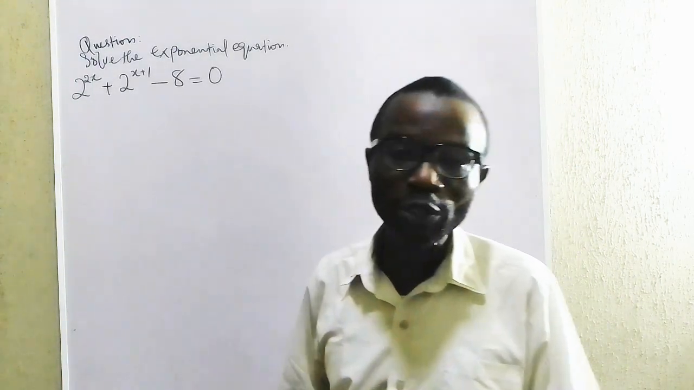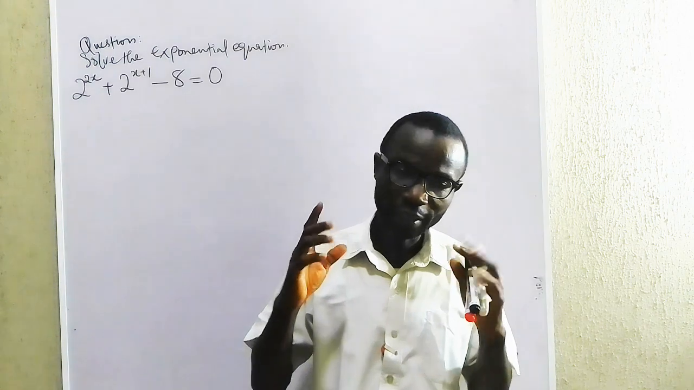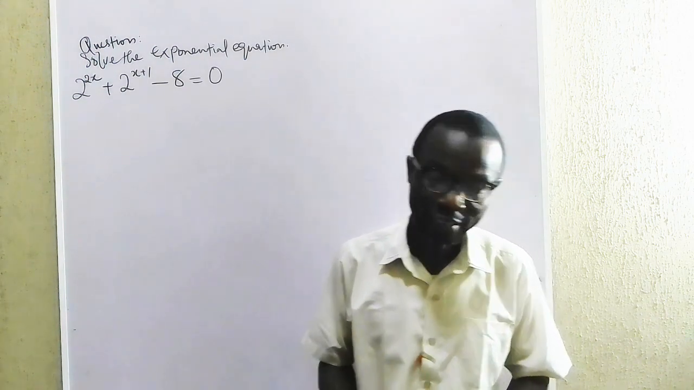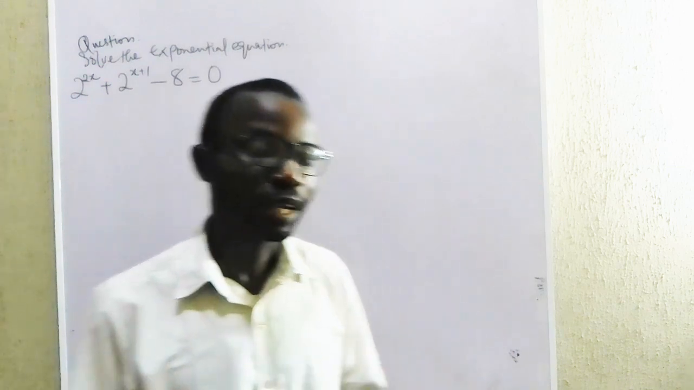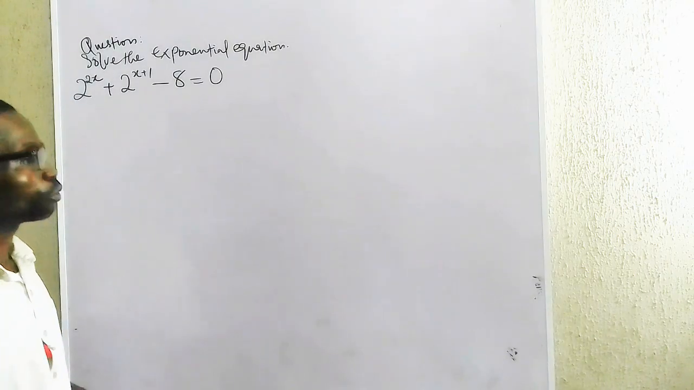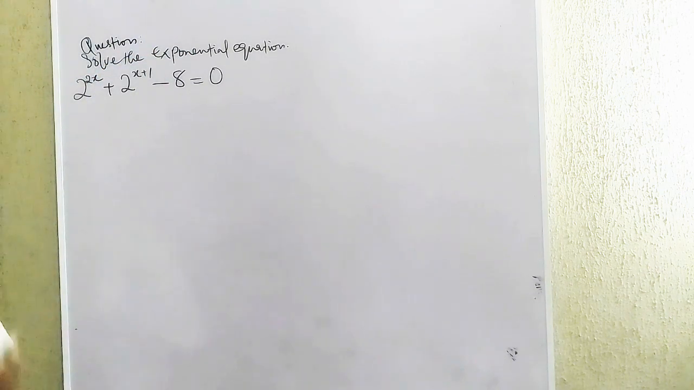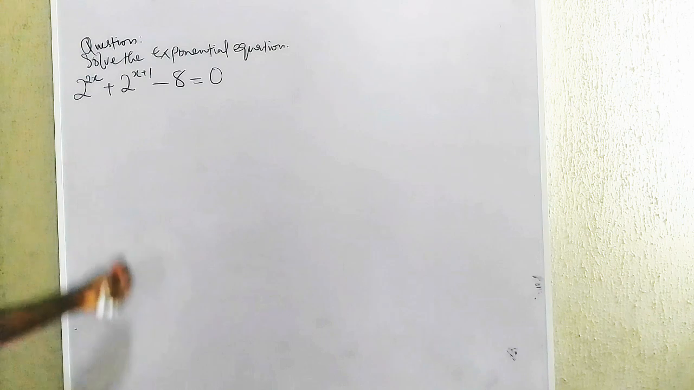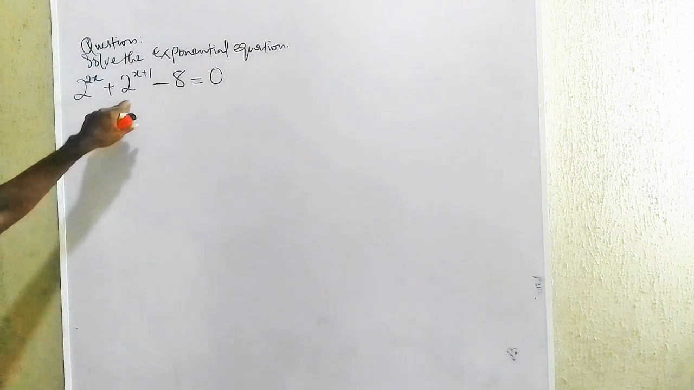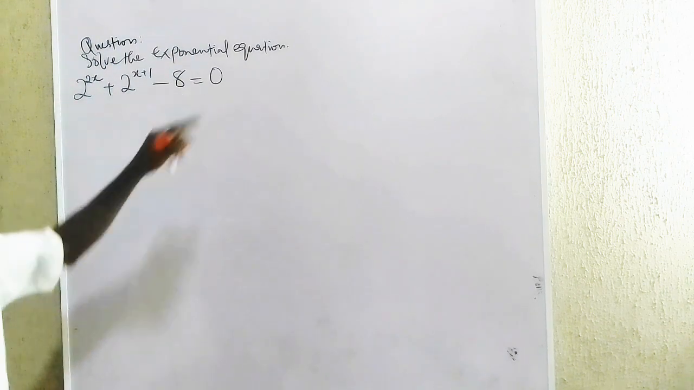Now for a while now we've been solving this question, which is an extension of the main topic that we're dealing with, which is indices. This is more like the application of the laws of indices in solving equations, right? In dealing with exponential equations, we move from one law of indices to another. So what we have here is 2 raised to the power of 2x plus 2 raised to the power of x plus 1 minus 8 is equal to 0.